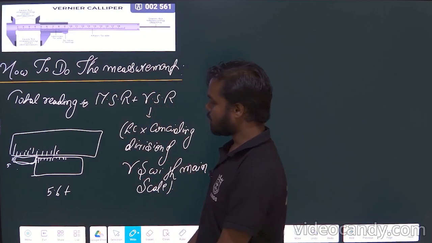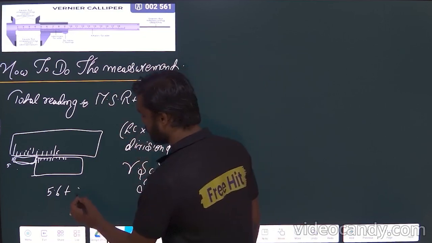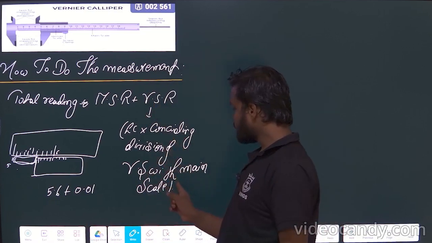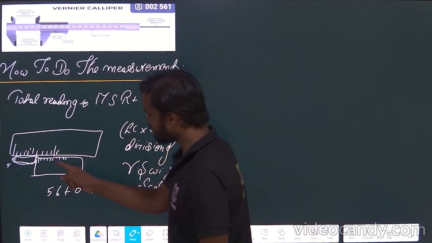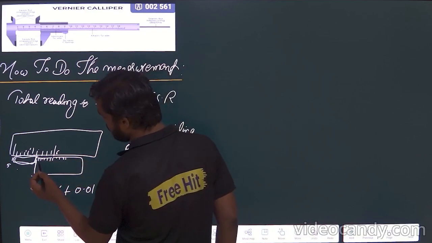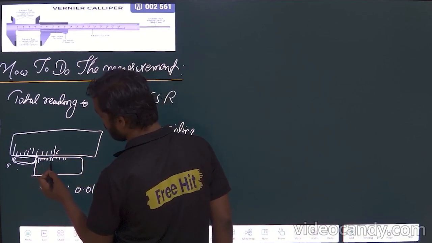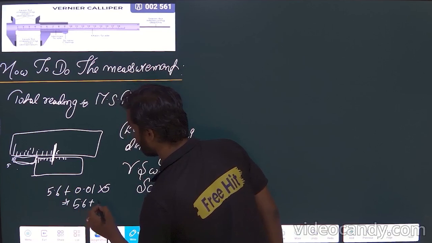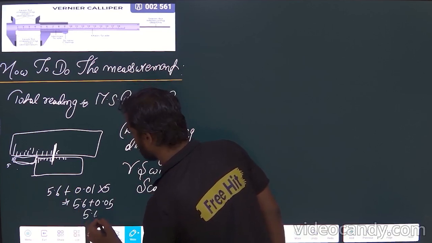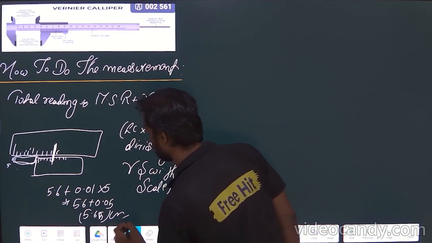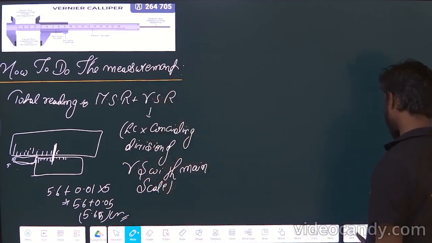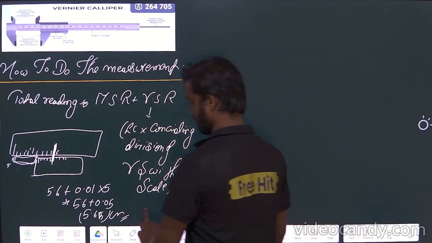Now what is my vernier scale reading? What is the least count? Least count we have calculated, that is 0.1 centimeter, into the coinciding division of the vernier scale with the main scale. Which division is coinciding? Just see here, this is 0 1 2 3 4 5. See, the fifth division is coinciding, so you have to multiply it with 5. So this will become 5.6 plus 0.05, so my total length is 5.65 centimeter. Clear? So that is how we calculate. Any doubt? We will do some examples, then it will be more clear.